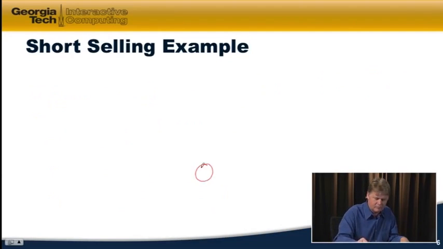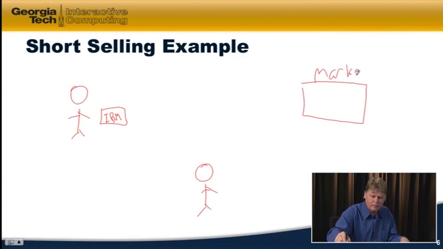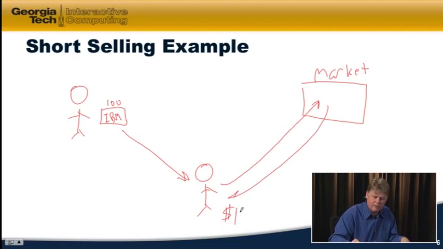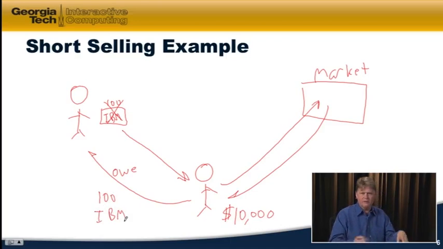Let me draw that out a little bit. Here's you. Here's somebody who has 100 shares of IBM, and let's say this is the market. You borrow the shares. You immediately sell them on the market. So these 100 shares are lent to you, you sell them on the market, and you now have $10,000 in cash. He doesn't have the shares anymore, but you owe him 100 shares of IBM. So you've got $10,000 in cash, and you owe him 100 shares.